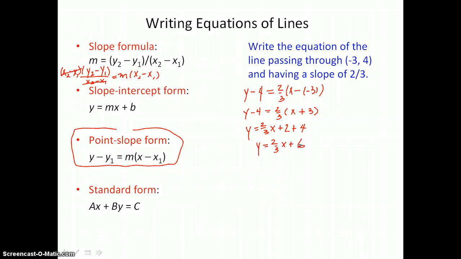Now this is a good form to leave our equations in because it gives us a lot of information. It gives us the y-intercept and it gives us the slope. But sometimes we're asked to leave our equations in standard form. So let's just change this equation to standard form, which means our x and y terms are on the left and a constant term is on the right. So if I were going to change this slope-intercept form to standard form, I'd begin by moving the x term to the left, so subtracting 2/3 x from both sides of this equation.